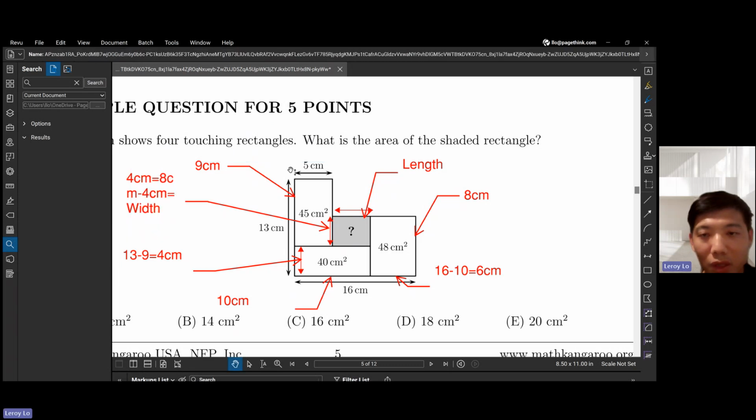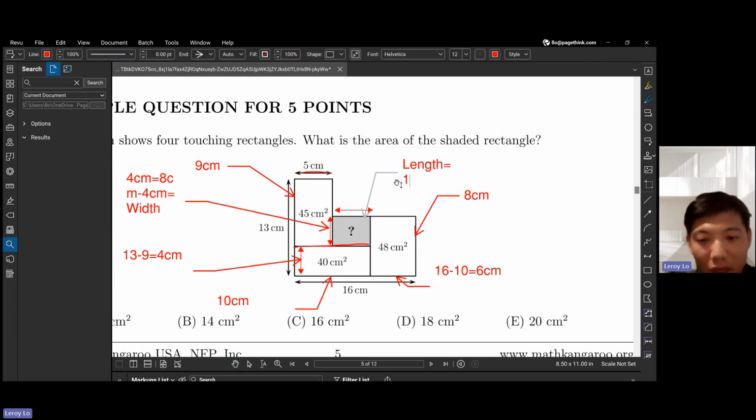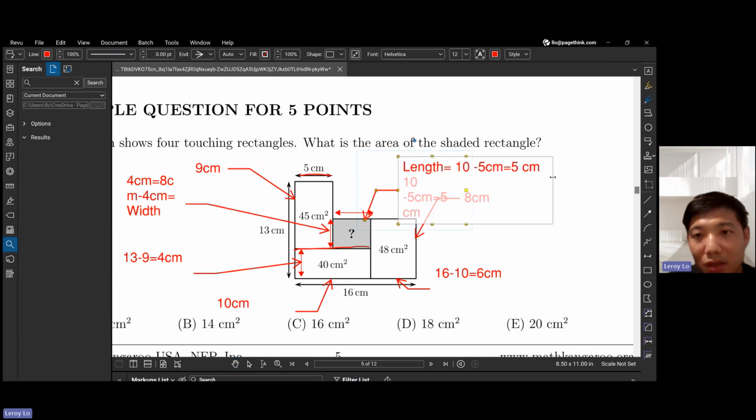And then you know the width now. And you try to calculate the length. So the length will be, now you know this is a 10, right? And you know this is a 5. So 10 minus 5 will give you the difference here. So 10 minus 5 will give you 5 centimeters. So 5 centimeters will be this length.